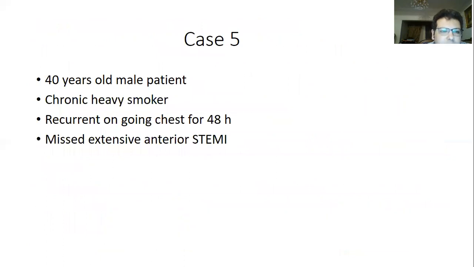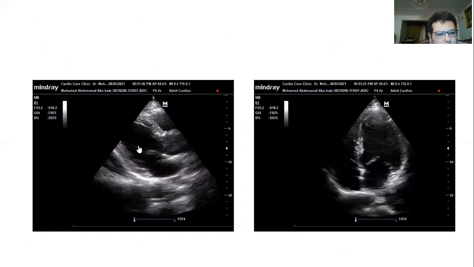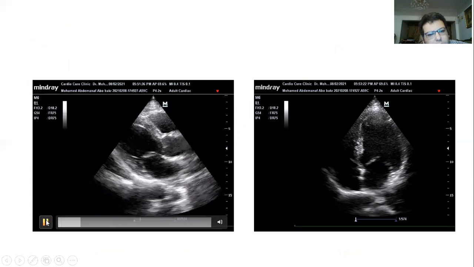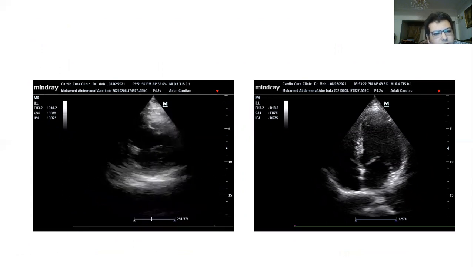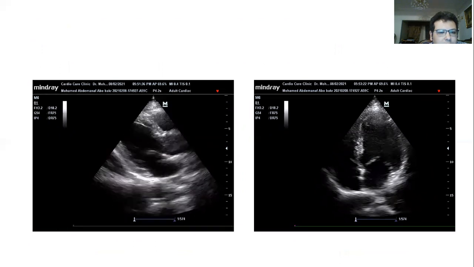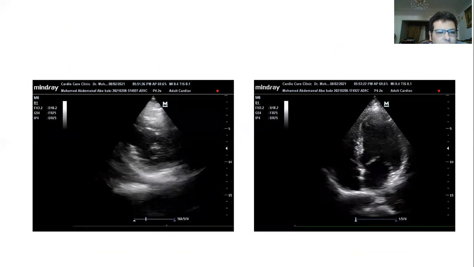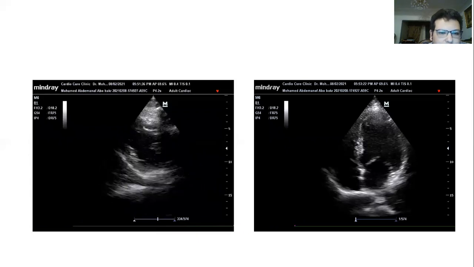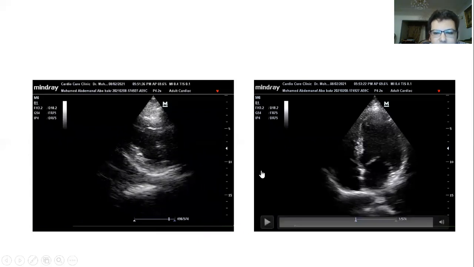This is a case demonstration of left ventricular mural thrombus. A 40-year-old male patient, chronic heavy smoker, with recurrent ongoing chest pain for 48 hours, presented with a missed extensive anterior STEMI. Here you can appreciate the long axis and short axis. We can appreciate akinesia of the anterior septum.